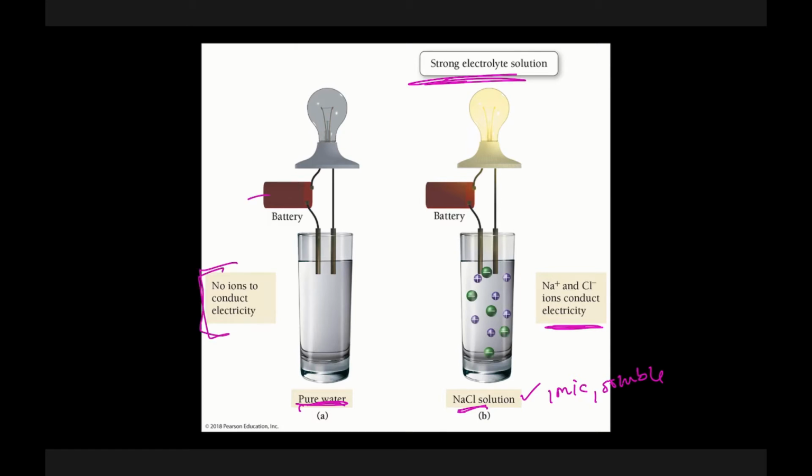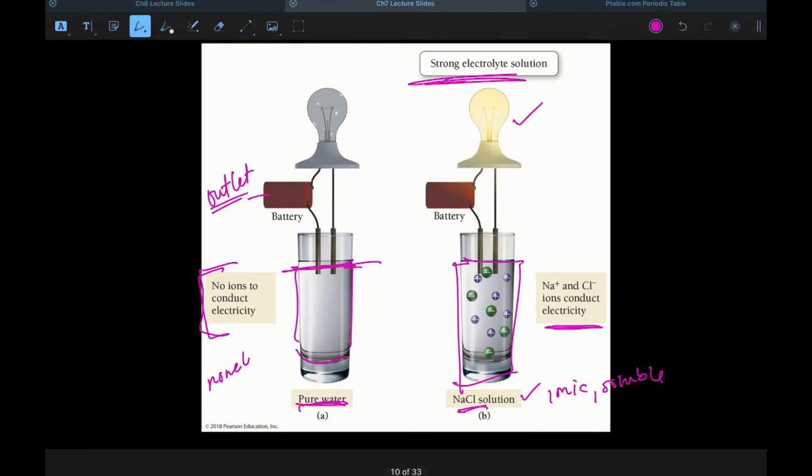And here, this battery could just as well be an outlet. It just has to be a source of electricity. Basically what we have here is an open circuit. So if this liquid cannot conduct, we get no conductivity. Same thing here. But here we have ions, which allow for the conductivity, and then this light bulb lights up. And so a strong electrolyte solution is one that will conduct electricity very well. A non-electrolyte solution is what this would be called.